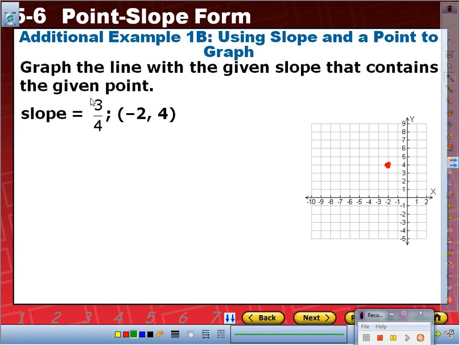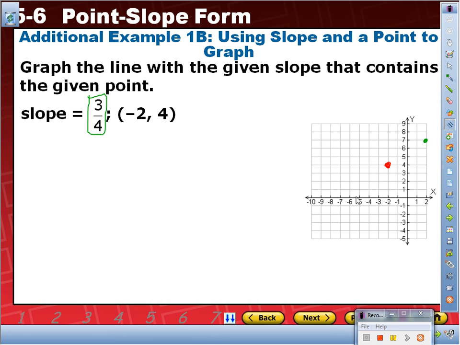My slope says 3 steps up, 4 to the right. So from this point, we go 1, 2, 3, 1, 2, 3, 4. On mine, I don't fit anymore, so I'm going to go ahead and graph my line from there. And there it is. Make sure when you're graphing your line, extend it as much as you can, but make sure it has arrows at the end. Yes.